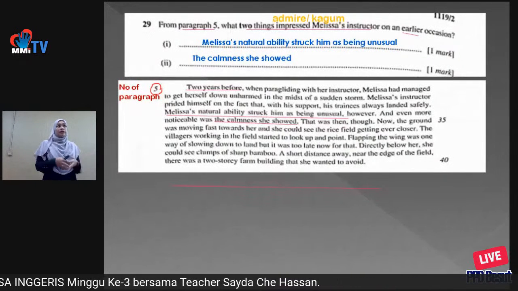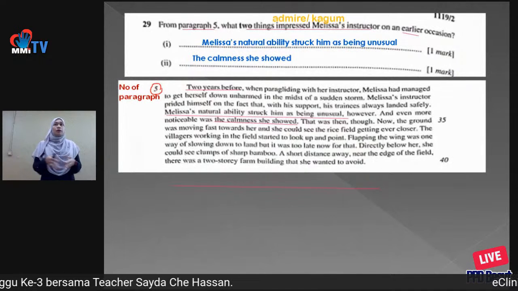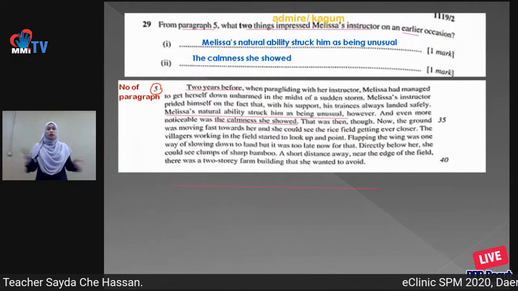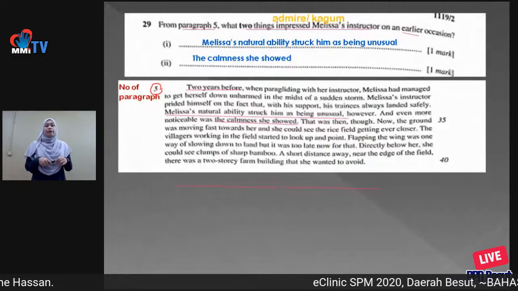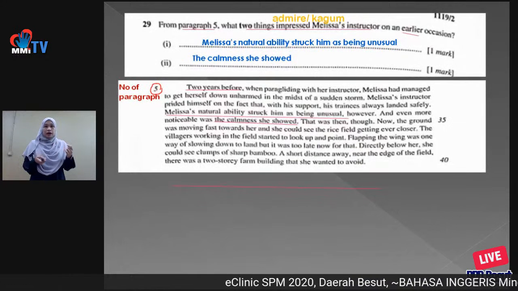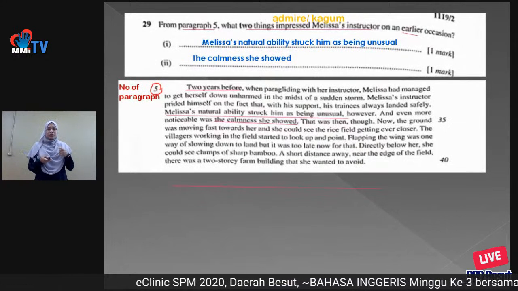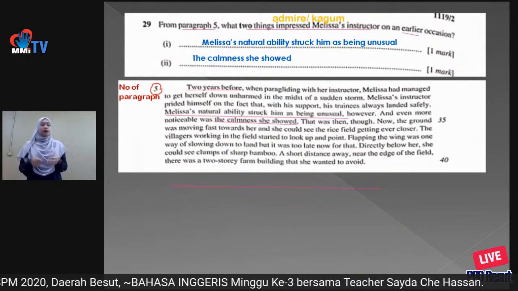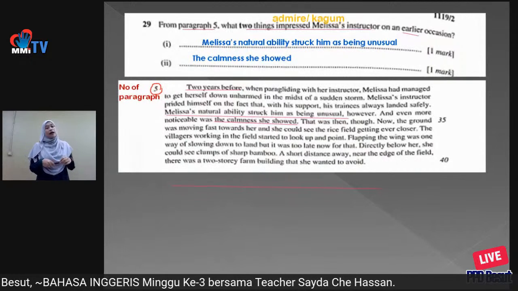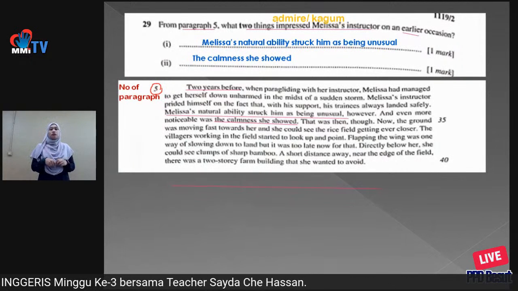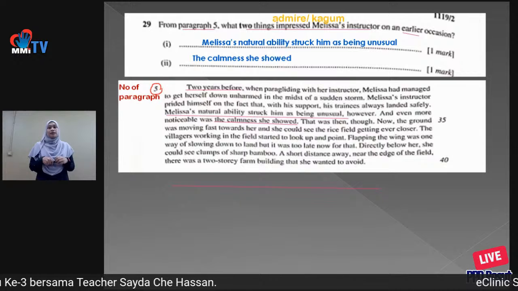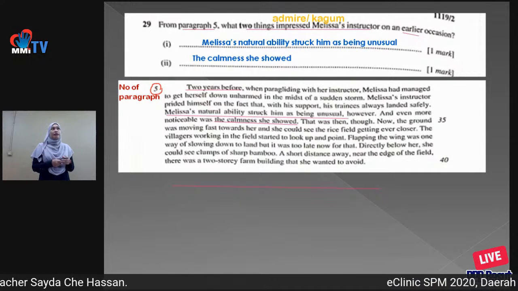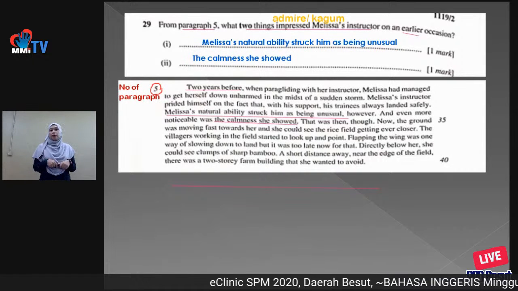But then some of you tend to copy over. We call it overlifting. Mungkin ada yang salin however, sebab dalam ayat tu Melissa's natural ability struck him as being unusual however. Bila kamu salin however juga, you will get 0, because it doesn't make sense. Soalan tu tanya two things impress instructor dia. Kamu tiba-tiba tulis however. Okay, no.